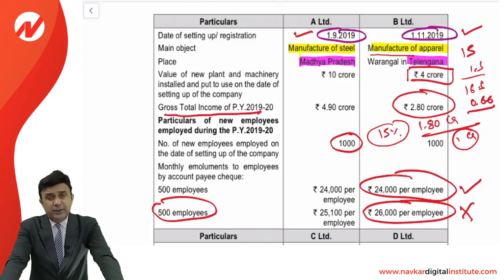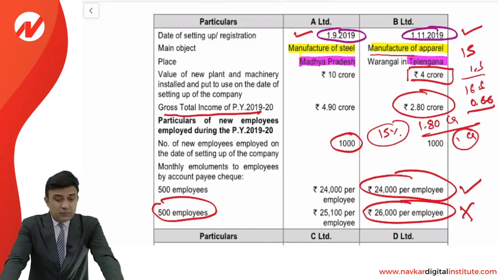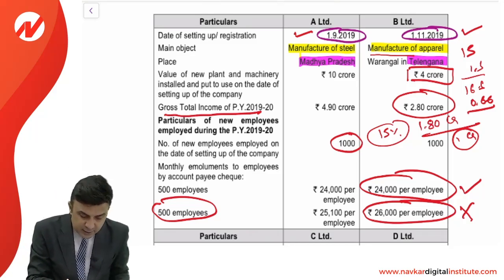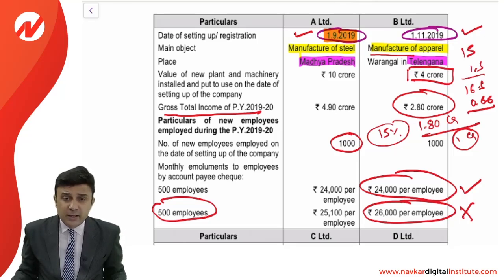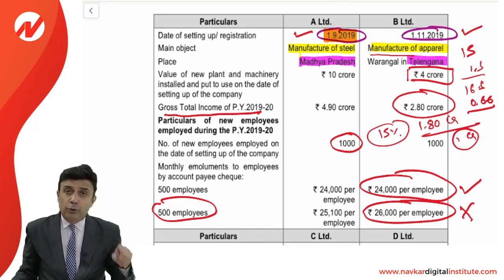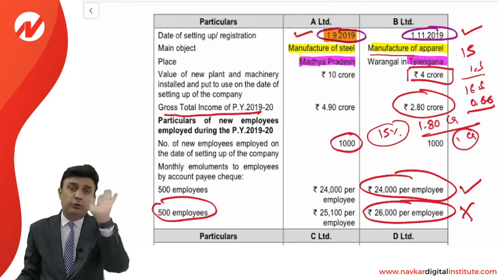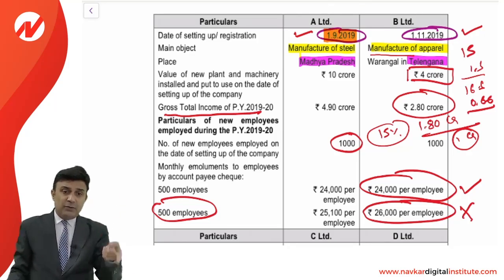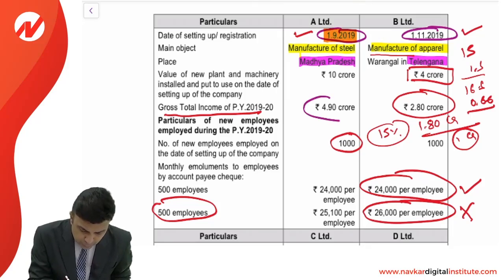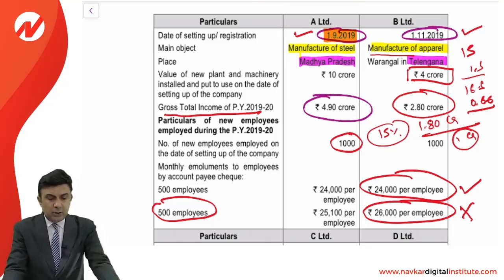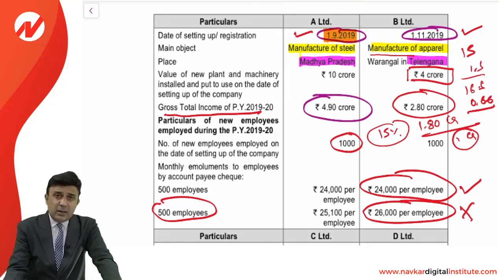In the given case, friends, my assessee has started its business on 1/9/2019, that is not on or after 1/10/2019, and hence it won't be open for them to go for the concessional rate of 15%. They have to settle at 22%. Now with the settle at 22%, on 4.9 crore you will be liable to pay tax at the rate of 22%.